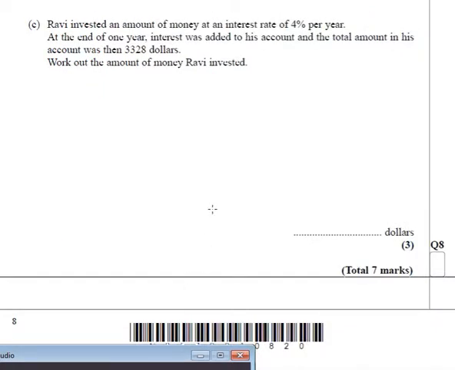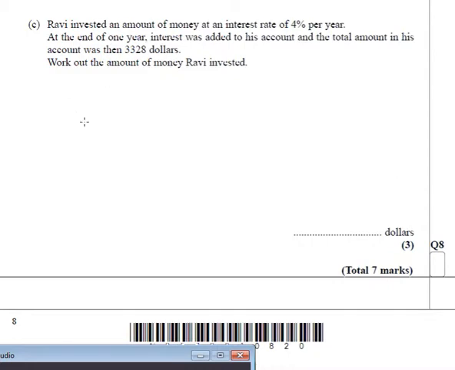Question C is a little bit harder. It's an extension from part B before. Ravi's invested money at 4% per year, and at the end of 1 year, interest has been added to his account. The total in his account now is $3,328. How much did he invest to start with?